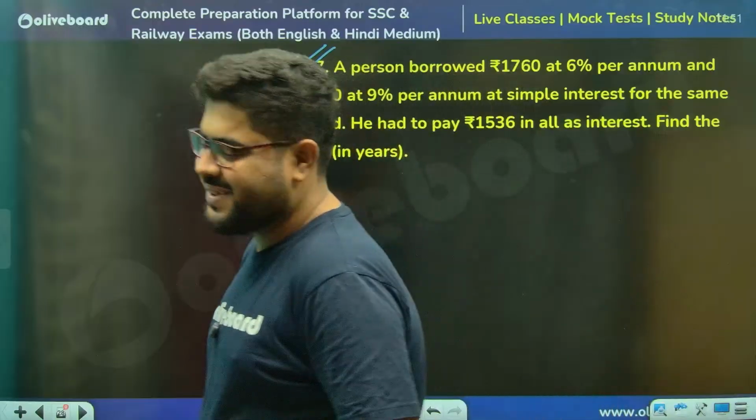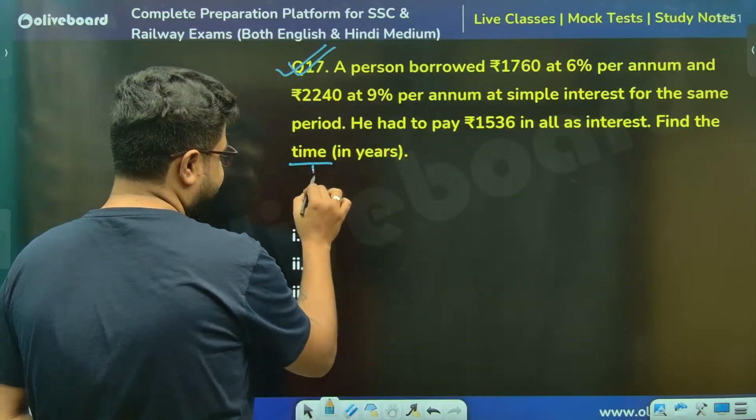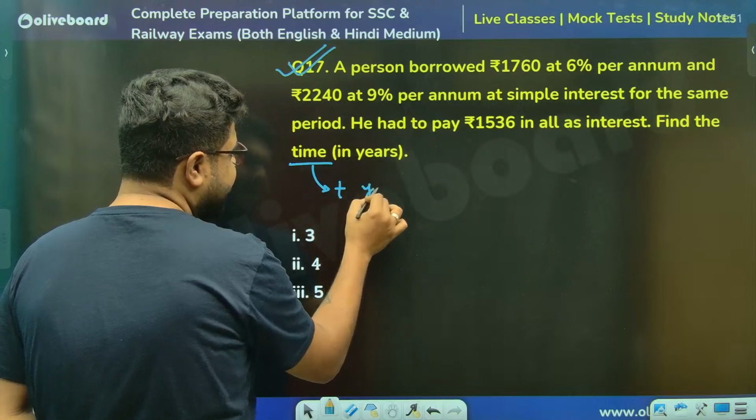जल्दी से बनाओ सर. सर आई डोंट नो टाइम. नहीं पता तो ले लेते. T years.